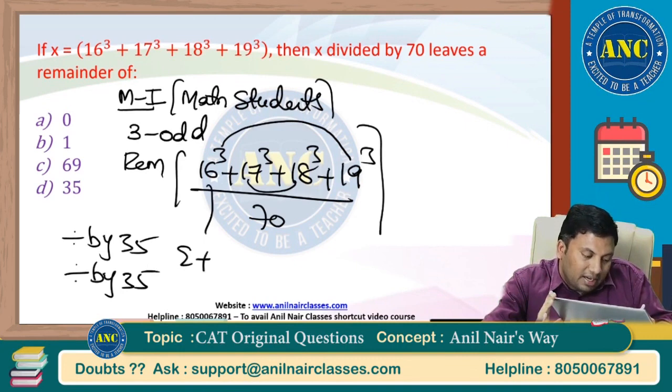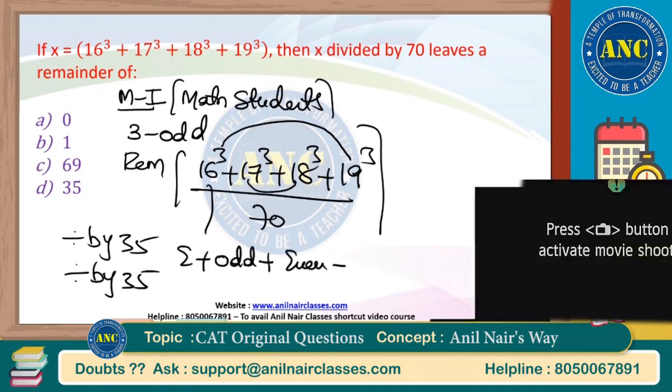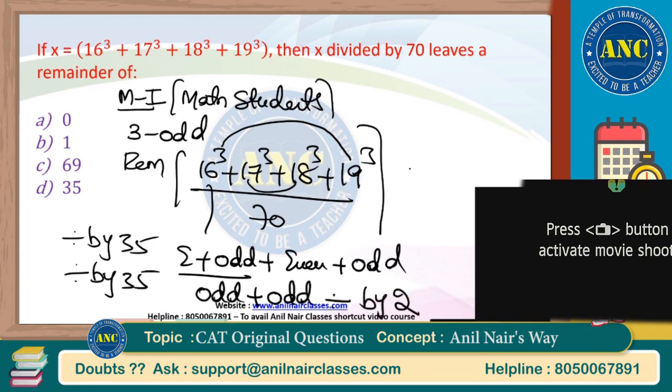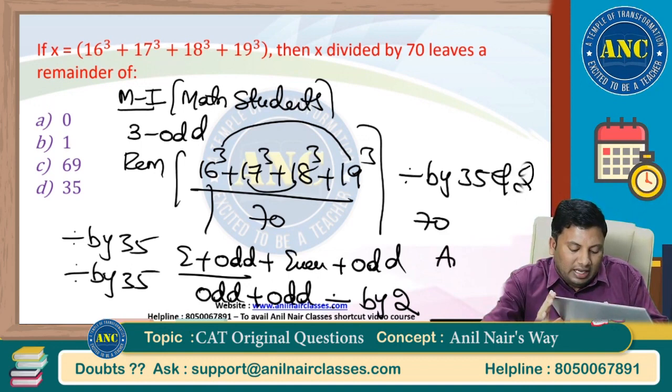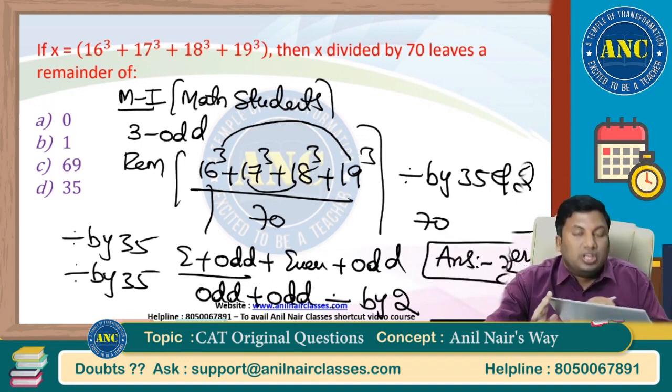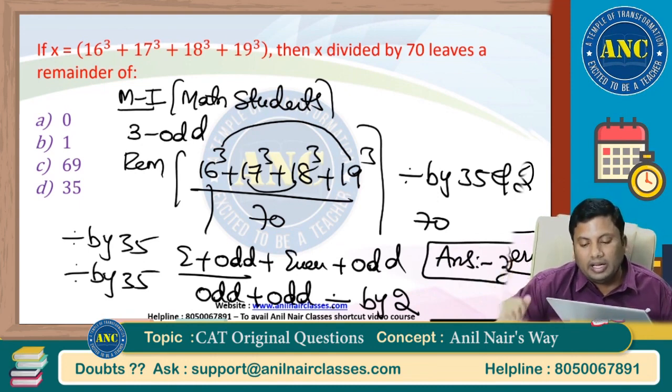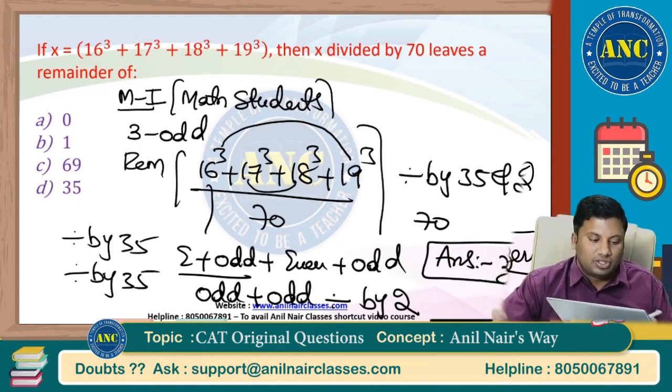16 is an even number, 17 is odd, 18 is even, 19 is odd. Even plus odd is odd, and even plus odd is odd. That means the number is divisible by 2. The number is divisible by 35 and 2, which means it is divisible by 70. The answer is 0.